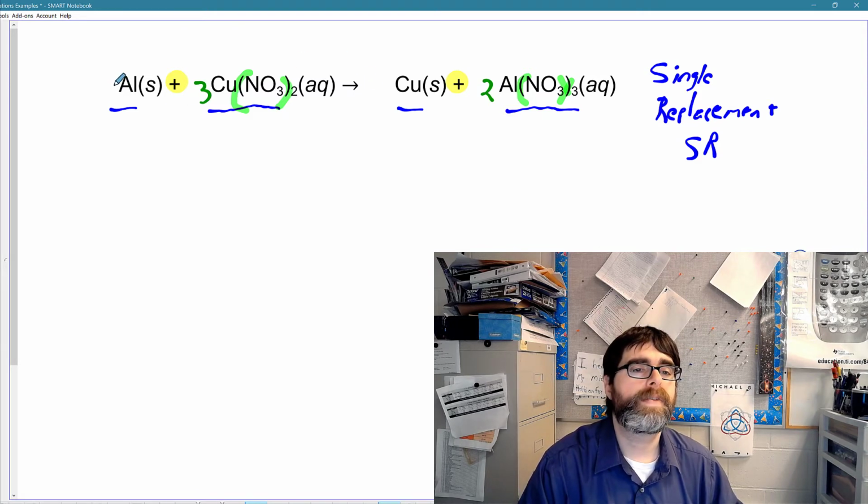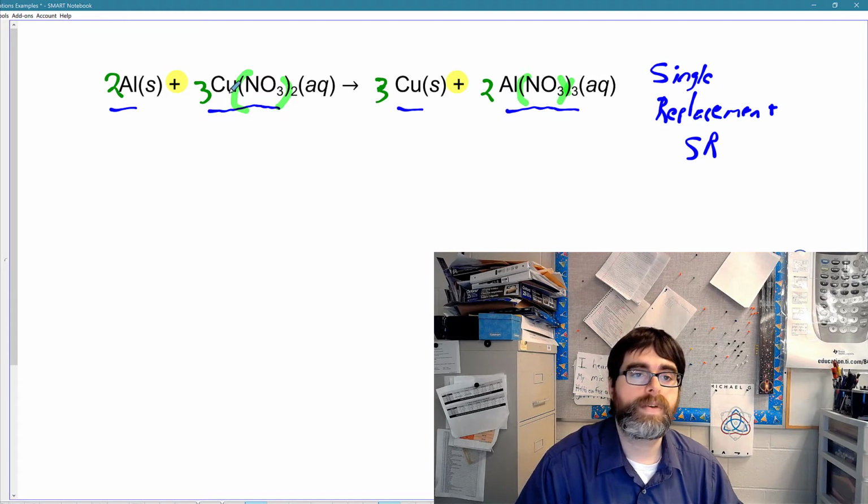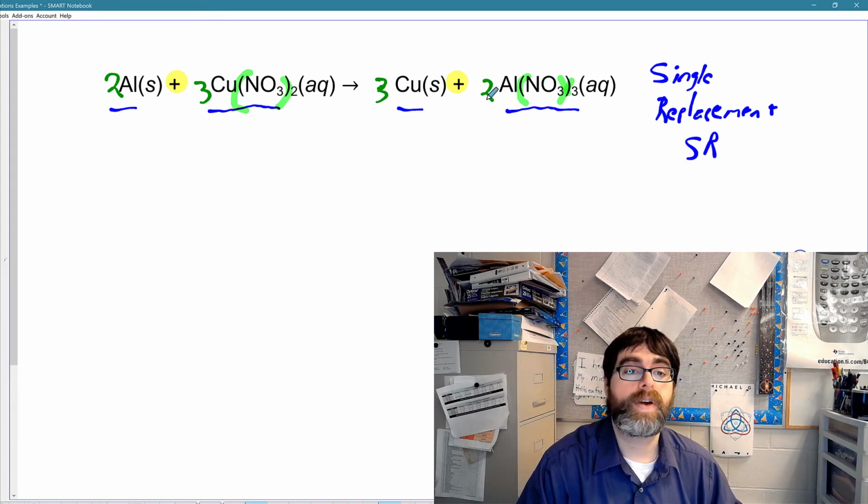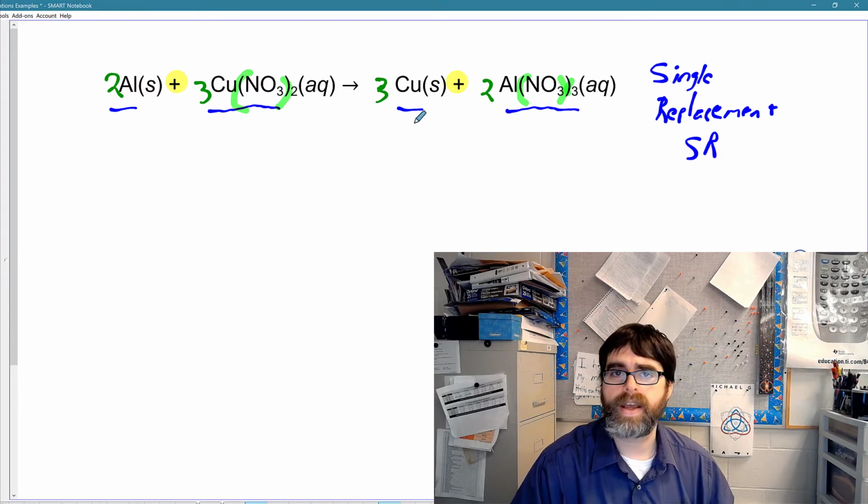So my aluminums were good before, but now they're not. I have 1 aluminum here and 2 over here, so that's going to take a 2 coefficient there. And then on my coppers, I have 3 coppers here and only 1 there, so that's going to take a 3 here. And now we have 2 aluminums, 3 coppers, 3 times 2, 6 nitrates, and 2 times 3, 6 nitrates. And so everything on both sides is balanced, and you'll notice that it does take a coefficient in front of each of these this time. The others we had invisible ones.